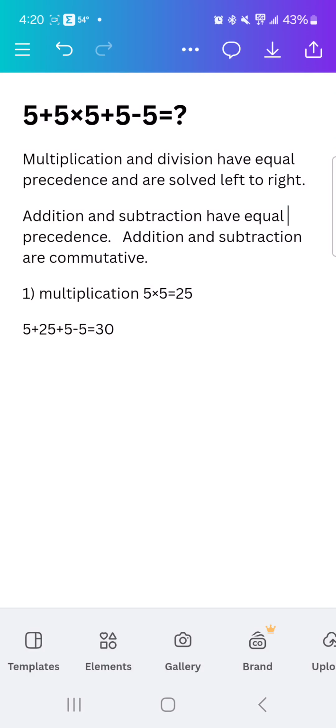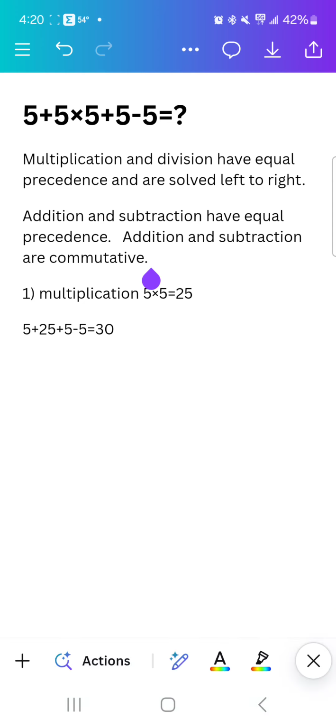See, a lot of people are getting 50 on this because they're adding 5 plus 5, then multiplying. That is incorrect. Multiplication and division have equal precedence, and they're solved left to right. Addition and subtraction have equal precedence. Addition and subtraction, basically, they're interchangeable. You can add first, you can subtract first. So, very easy.